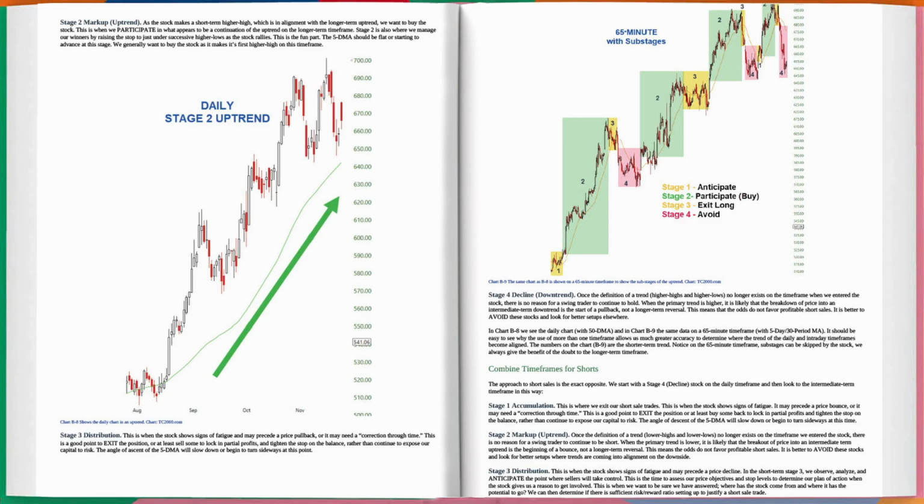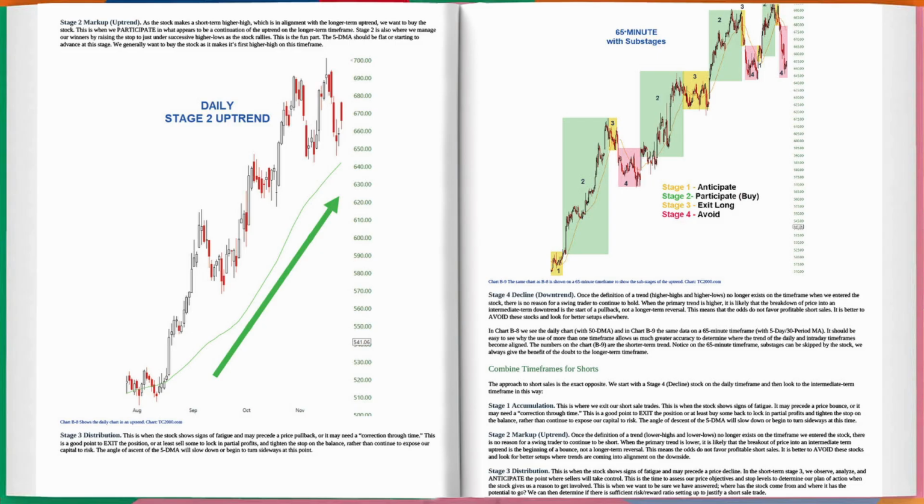Stage 2 markup uptrend. Once the definition of a trend, lower highs and lower lows, no longer exists on the time frame we entered the stock, there is no reason for a swing trader to continue to be short. When the primary trend is lower, it is likely that the breakout of price into an intermediate-term uptrend is the beginning of a bounce, not a longer-term reversal. This means the odds do not favor profitable short sales. It is better to avoid these stocks and look for better setups where trends are coming into alignment on the downside. Stage 3 distribution. This is when the stock shows signs of fatigue and may proceed a price decline.